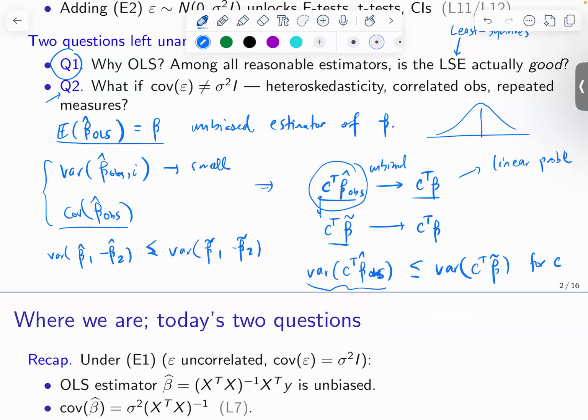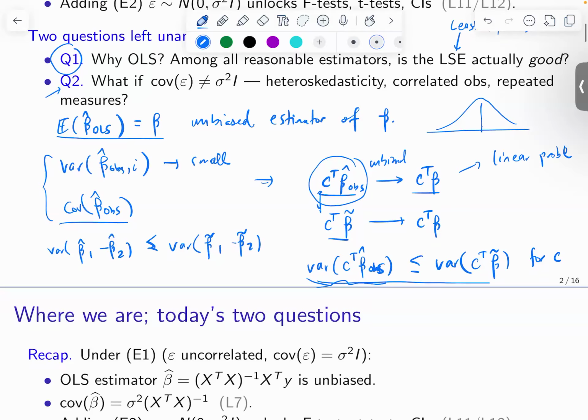So we take linear probes of the estimator and look at the variance, and then what you get is statements like this. Okay, and it turns out that this statement is equivalent to a statement about the covariance matrix. If you write it in that way, that would be the multivariate version of the Cramér-Rao. I'll talk about that. But if I want to write this in terms of the covariance matrix, what would happen?